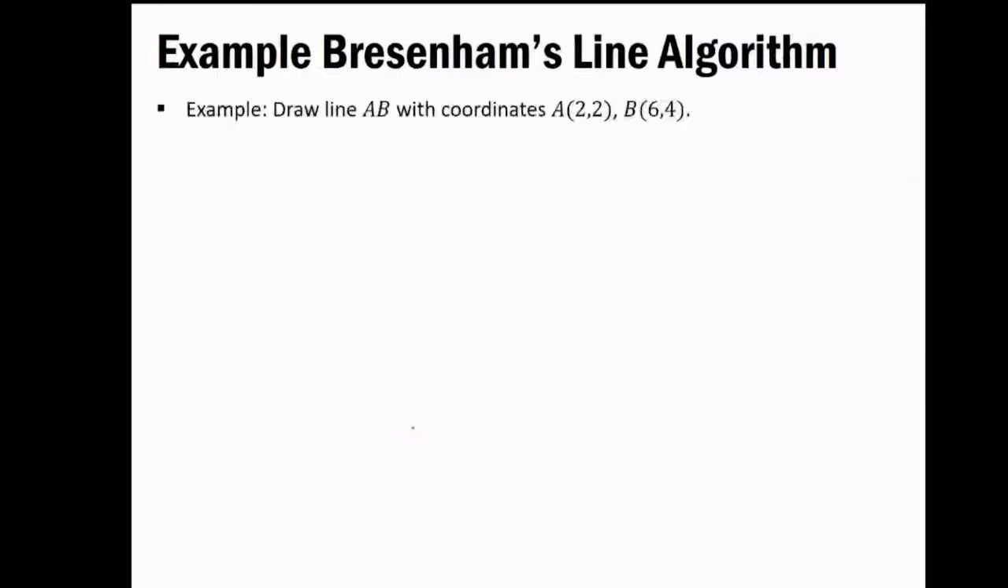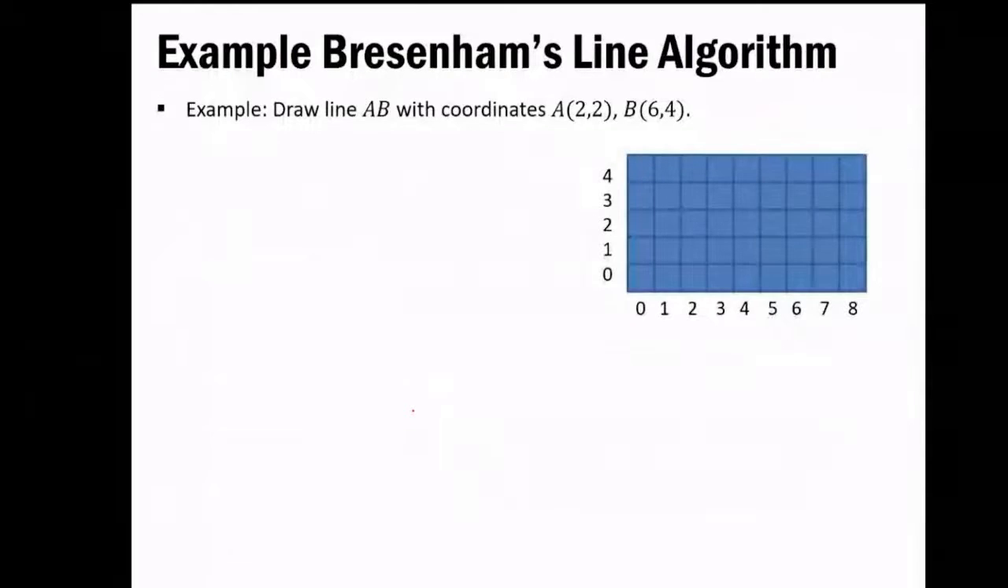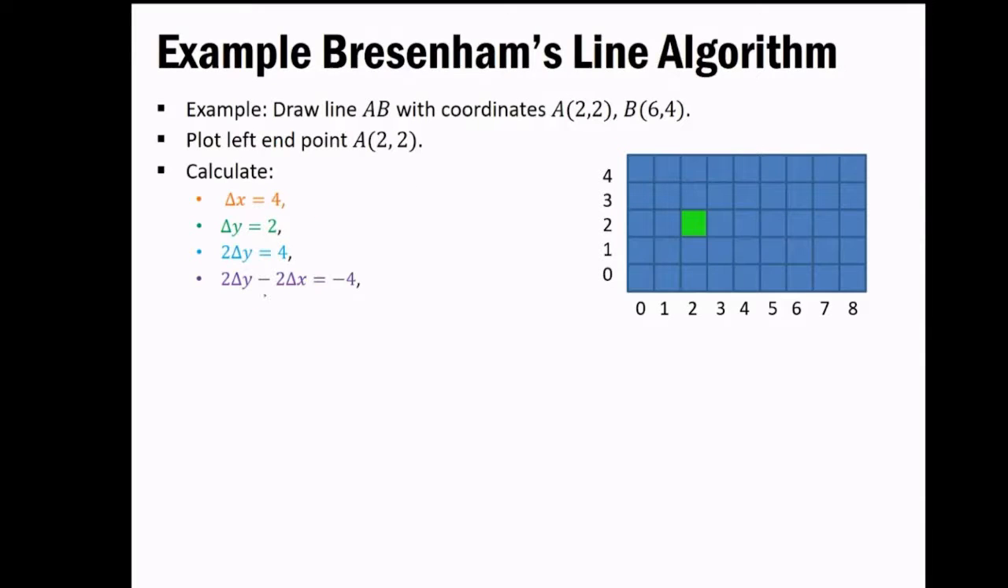Now we have an example, the same example that we saw in the DDA algorithm: draw a line with coordinates (2,2) and (6,4). Be ready with this. Based on the algorithm, you have to calculate the values in advance. Plot the left endpoint, as we have seen in the algorithm. So the left endpoint would be (2,2). The four values that you need to calculate are delta x, delta y, 2 delta y, and 2 delta y minus 2 delta x.